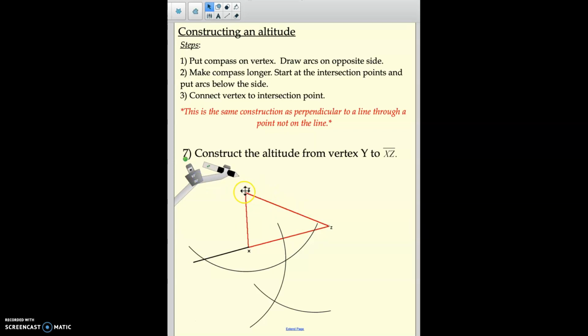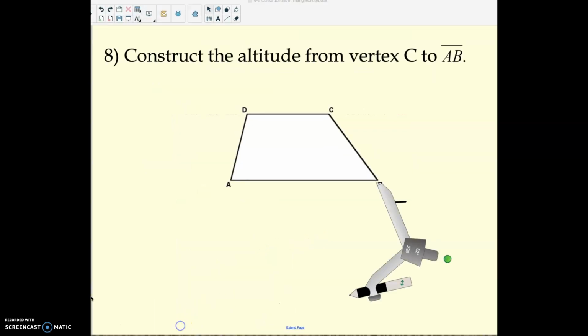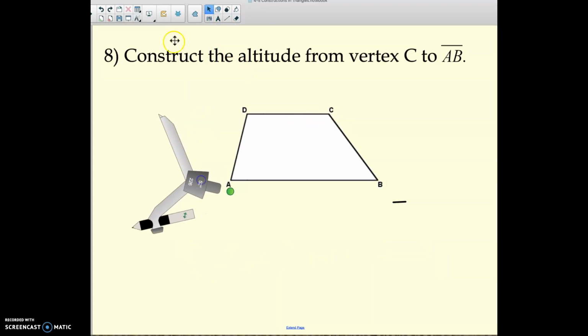Okay, and now again, move this out of the way. If I draw a line from Y to the point where those two arcs intersect, now that last line that I just drew is perpendicular to XZ, and that is your altitude. Okay, so for our last one, we want to construct the altitude from vertex C over to AB. So again, I want to concentrate on C and AB, and I'm going to ignore the rest of that picture. So I want to ignore the rest of that trapezoid.